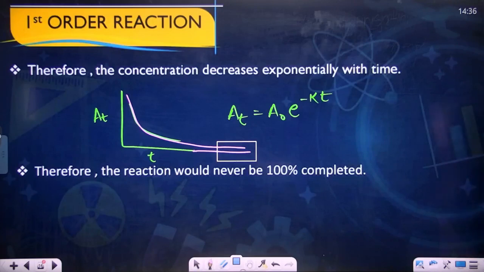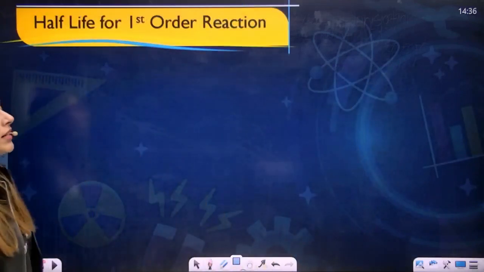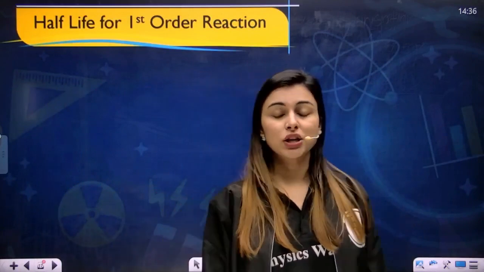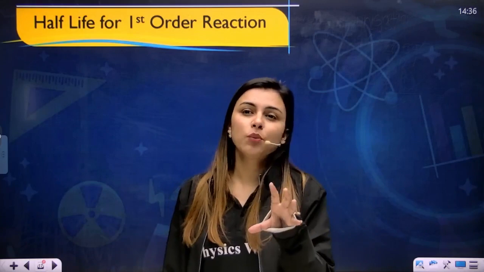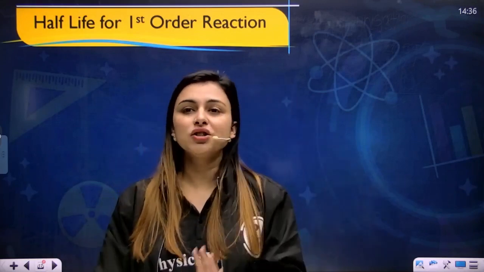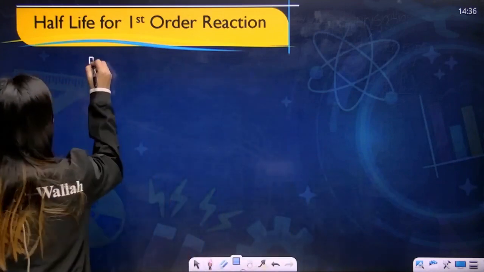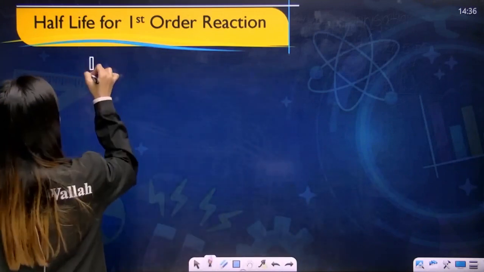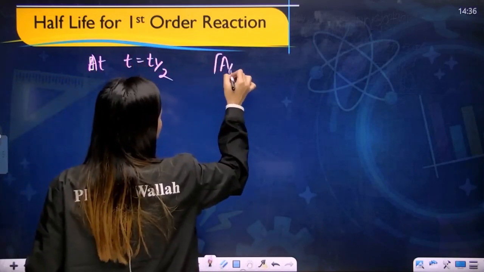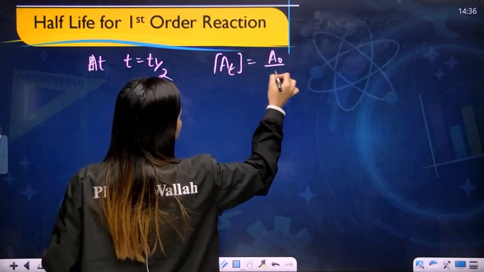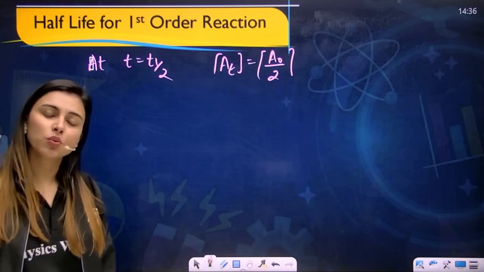Okay, let's move forward. Now we'll be calculating the half-life of the first order reaction. I hope all of you remember what half-life is. Half-life is the time period where half the amount of your initial concentration of the reactant is left, right? Yes. So can I say that at t is equal to t half, the concentration of the reactant At becomes A naught by 2? I can say that. Can I say that? Yes, ma'am, you can say that.